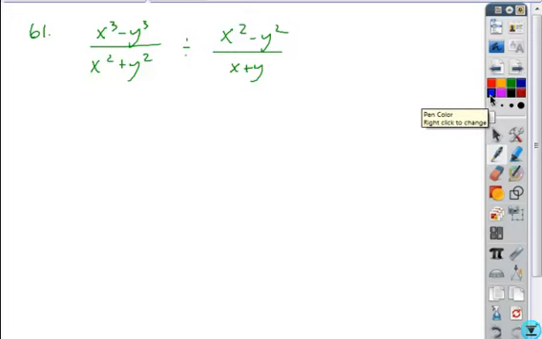All right, for this problem 61, what you need to do in order to divide these two fractions is to factor each one completely, invert and multiply, then reduce the resulting fraction. Okay, so if I look at my numerator of my first fraction, it is the difference of cubes.